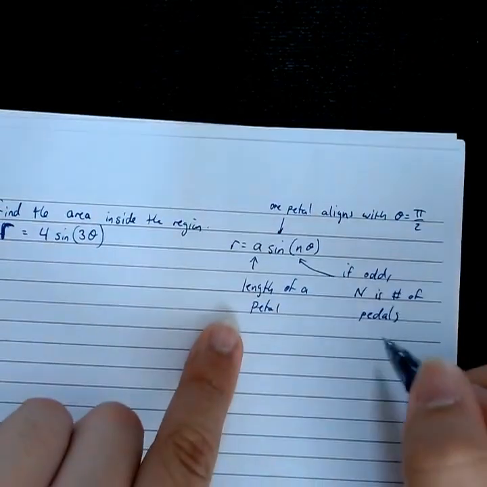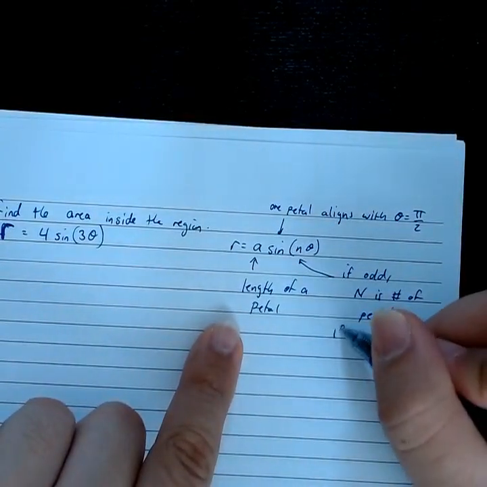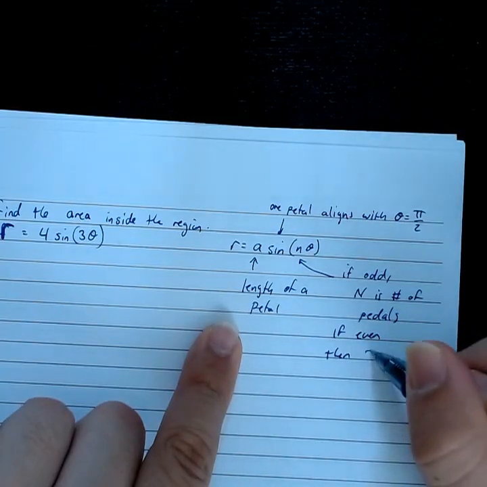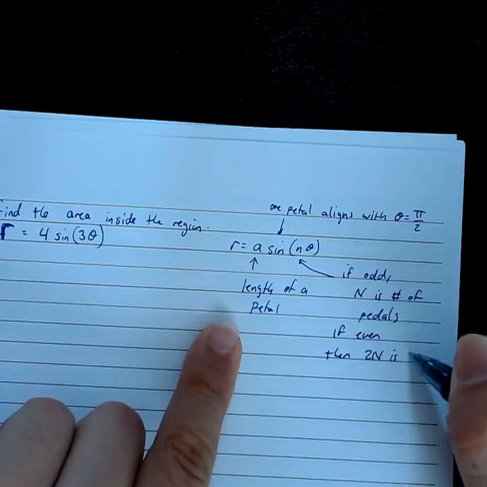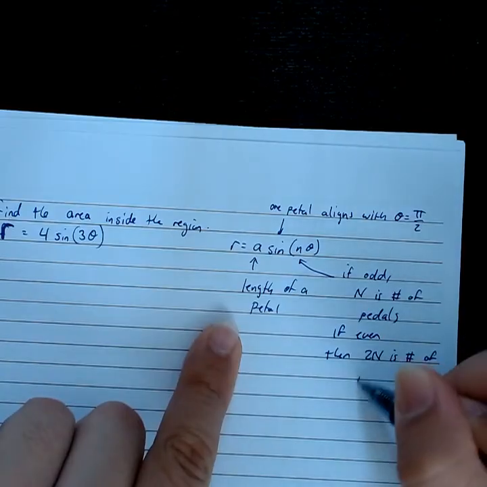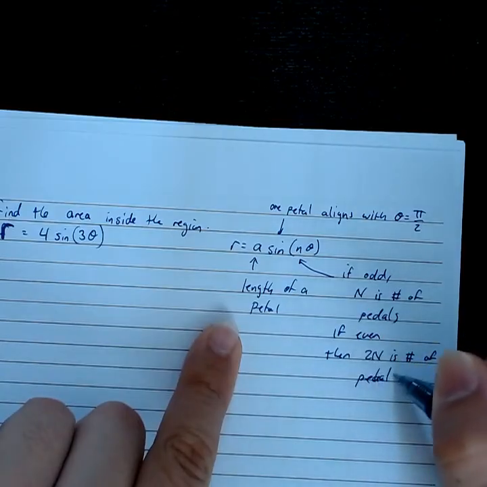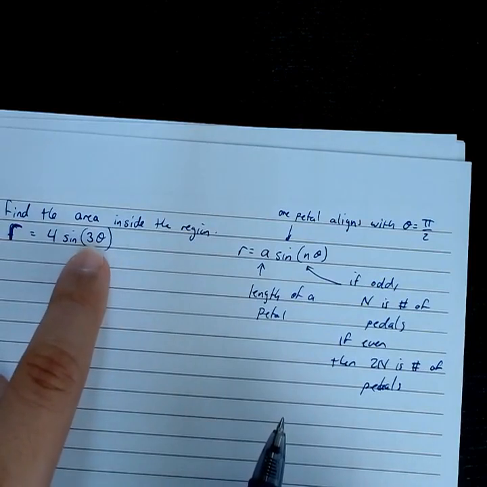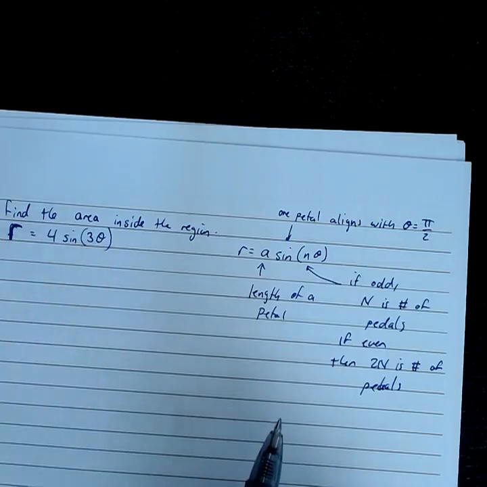Right? You say, well, what if it's not odd? What if it's even? If it's even, then 2n is the number of petals. So if this is 3 theta, 5 theta, 7 theta, well, then that means you're going to have 3 petals or 5 petals or 7 petals. But if this is 2, 4, or 6, that means you're going to have 4, 8, or 12 petals. If it's an even, you double that number to tell you the number of petals.